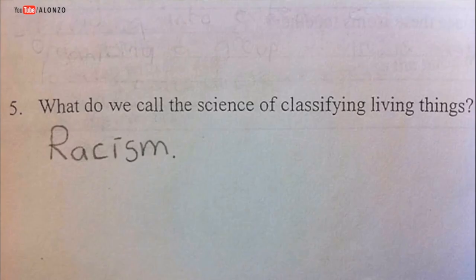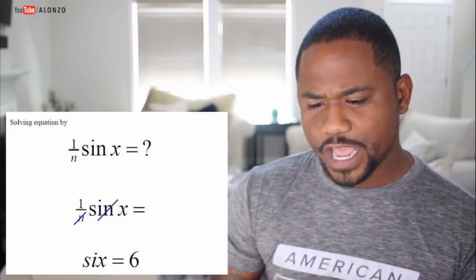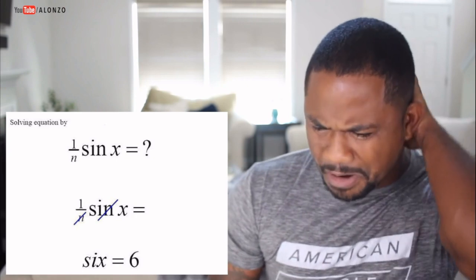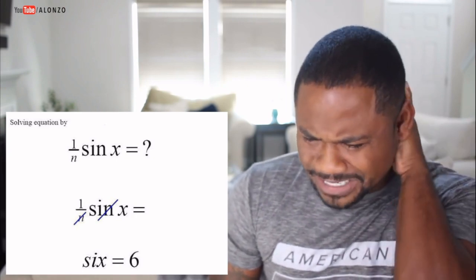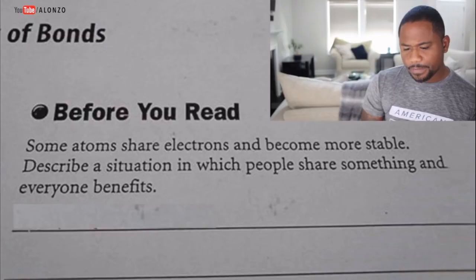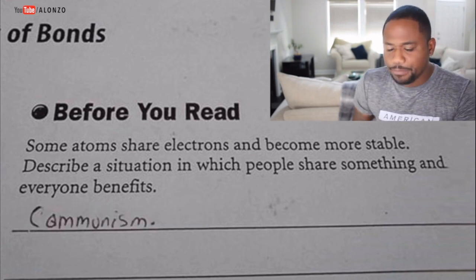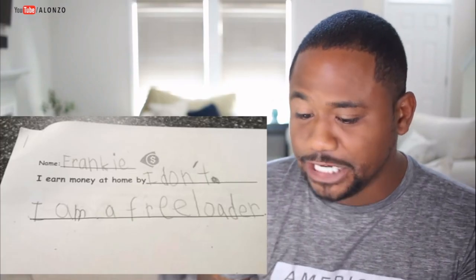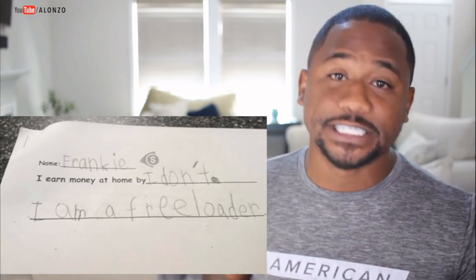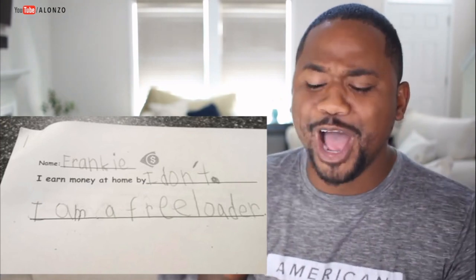What do we call the science of classifying living things? This kid said racism. Solving equation by 1 over n sin x equals question mark 1 over n. So who marked that up? I'm not understanding any of this, man. Is this for kids? Some atoms share electrons and become more stable. Describe a situation in which people share something and everyone benefits. Communism. Who is writing the, what kind? Frankie earns money at home by, he don't earn money. He gonna let y'all know now, he does not earn money at all. I am a freeloader. My dad called me that plenty of times. Did the teacher write a letter to the parent after seeing this?